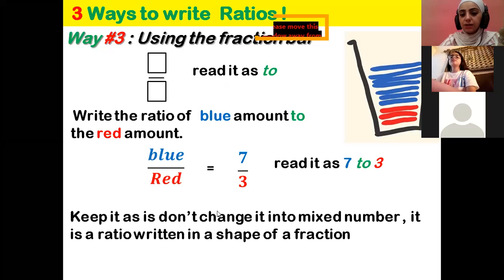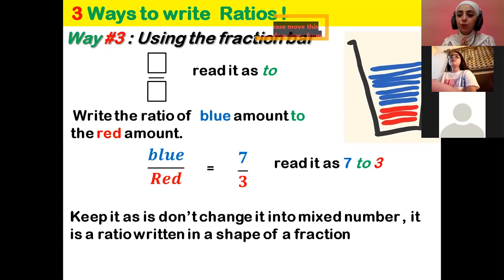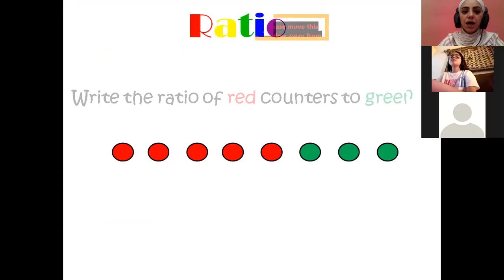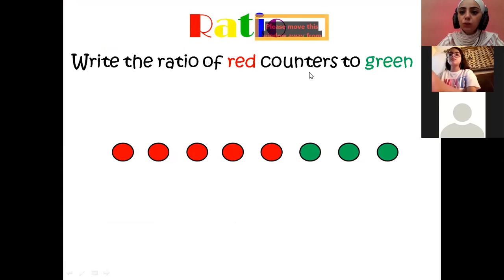You might say that 7/3 is an improper fraction, so I want to write it as 1 whole and 4/3. No, don't ever write your ratio as a mixed number. The ratio is just ratio with part to part. Okay, yalla, I want you now to solve this. Write the ratio of red counters to green counters.